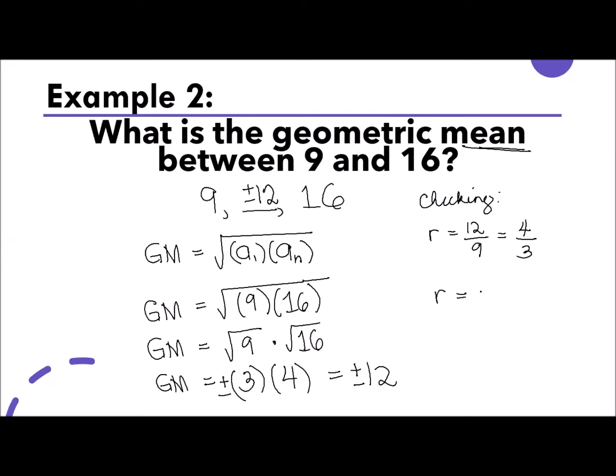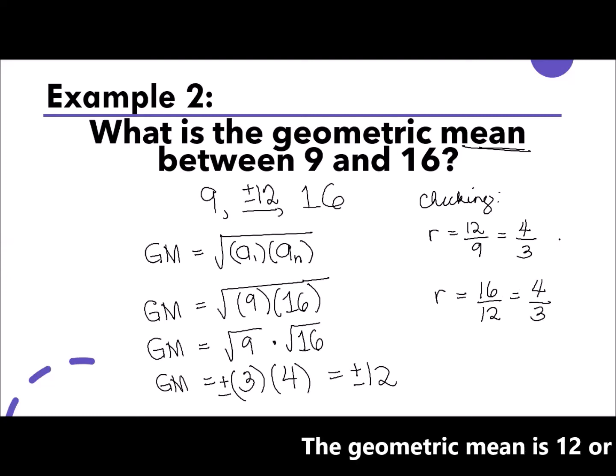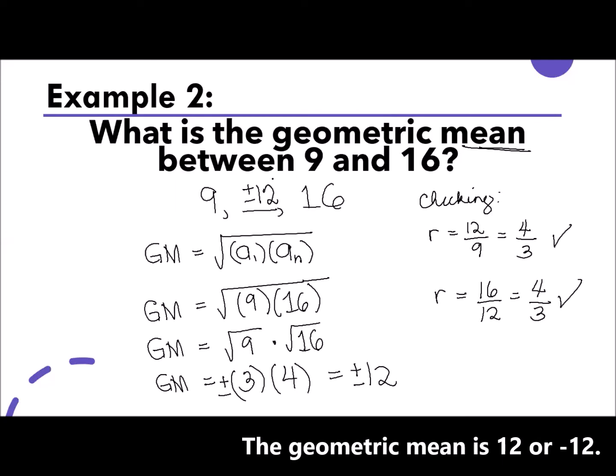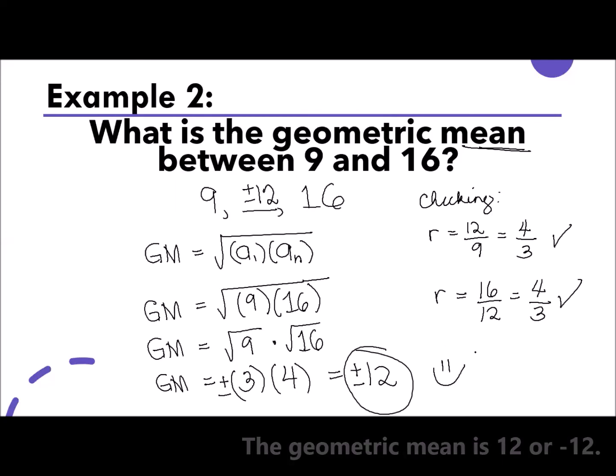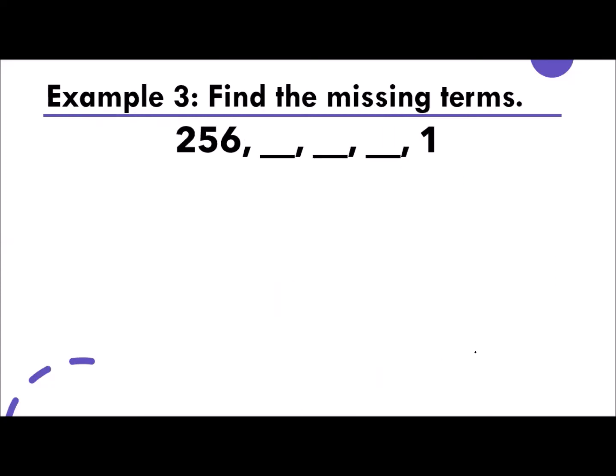Then let's check another one. Let's have 16 divided by 12. The common factor here is 4. 16 divided by 4, so that is 4. And then 12 divided by 4, so that is 3. So it is the same. So which means our answer is correct. Okay? So let's have the third example.